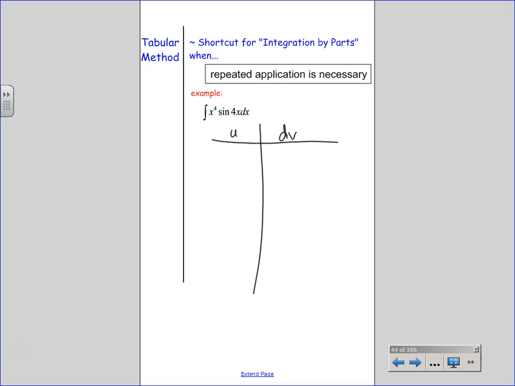Don't we know that the polynomial should be the u? It breaks down, right? Hopefully then we know that sine of 4x is going to be our dv. Pretend there's a dx next to everybody. That works. So, what do we do with u's in integration by parts? How do we progress with u's? We take the derivative, right? On the dv column, we take the integral. Okay, so wouldn't the integral be negative?